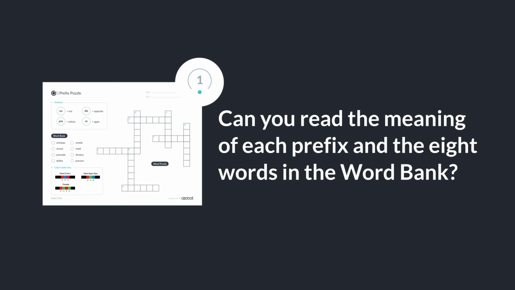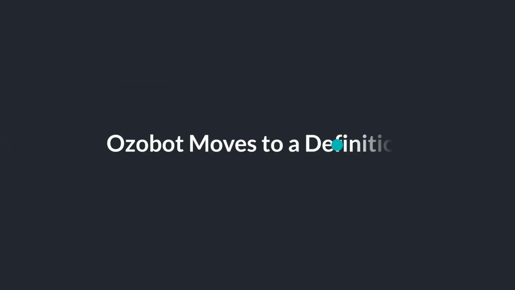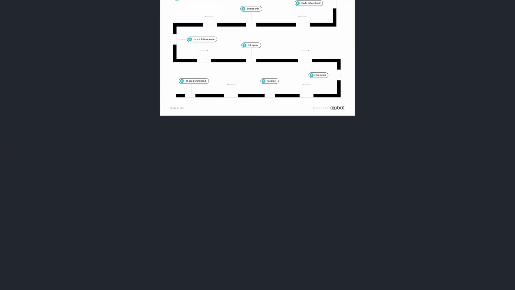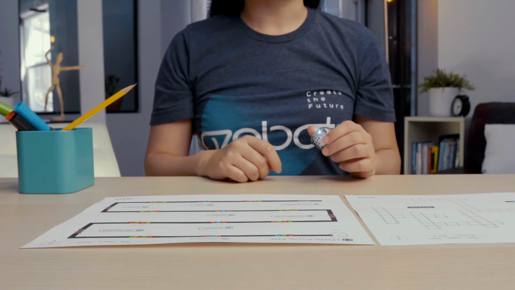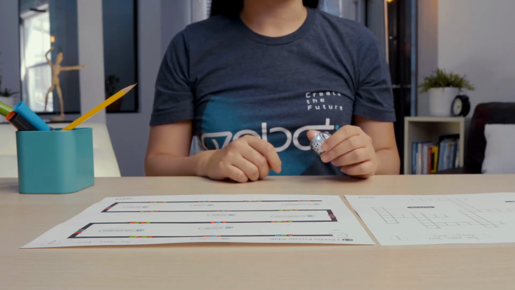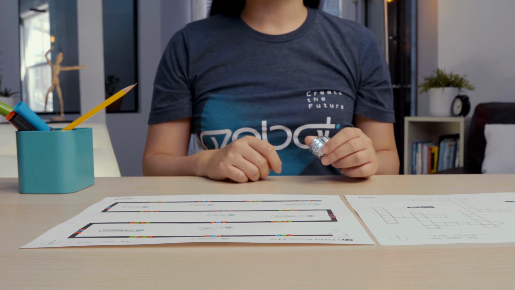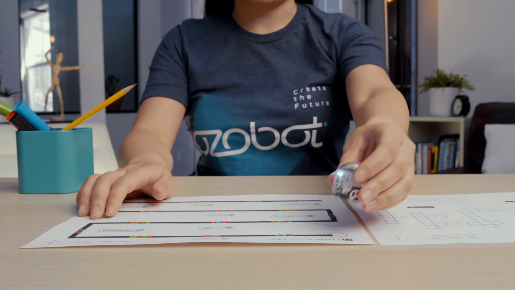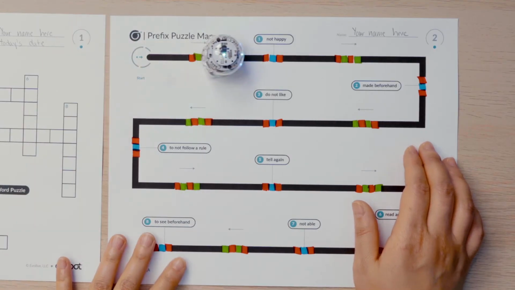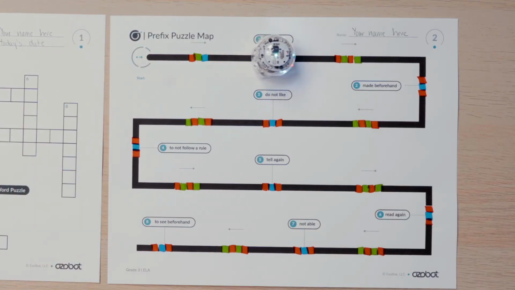Can you read the meaning of each prefix and the 8 words in the word bank? Now that you're familiar with the words you will be using, let's get this puzzle started. I want to try and find the first word in the puzzle before Ozobot gets through the path. I will put my Ozobot on start and watch it move to the first definition. My first definition says not happy.